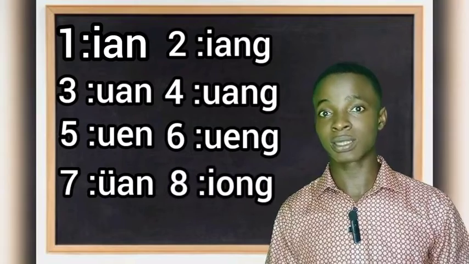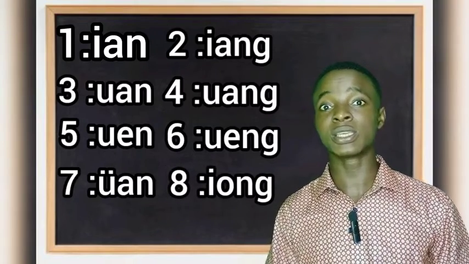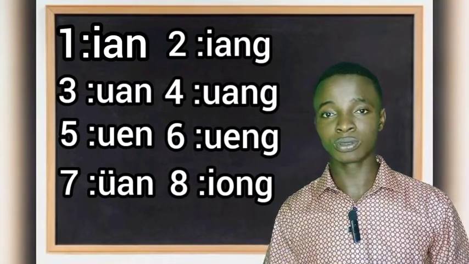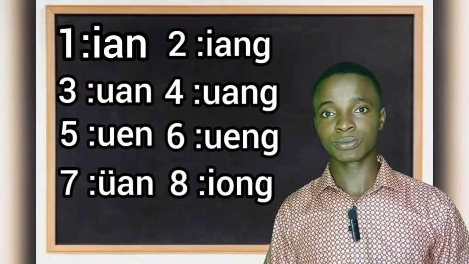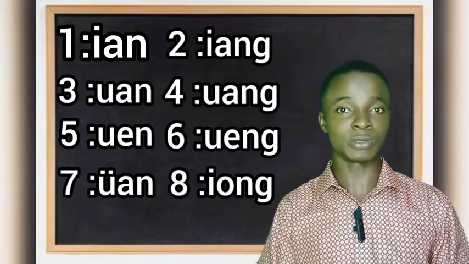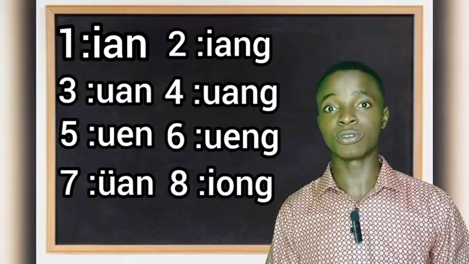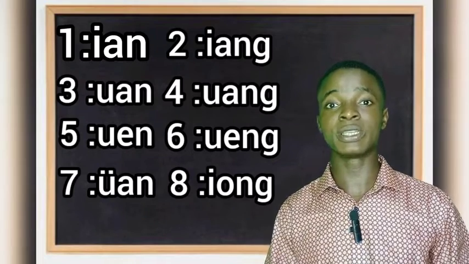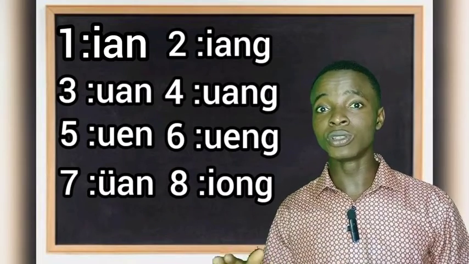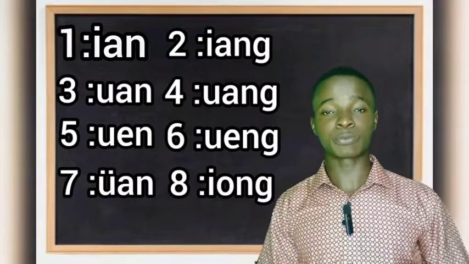Yuan. The last one on the screen is iong. Repeat after me. Iong. The E sound will also be read first before the ong sound follows very quickly. Iong. Repeat after me. Iong. Now let's practice together.